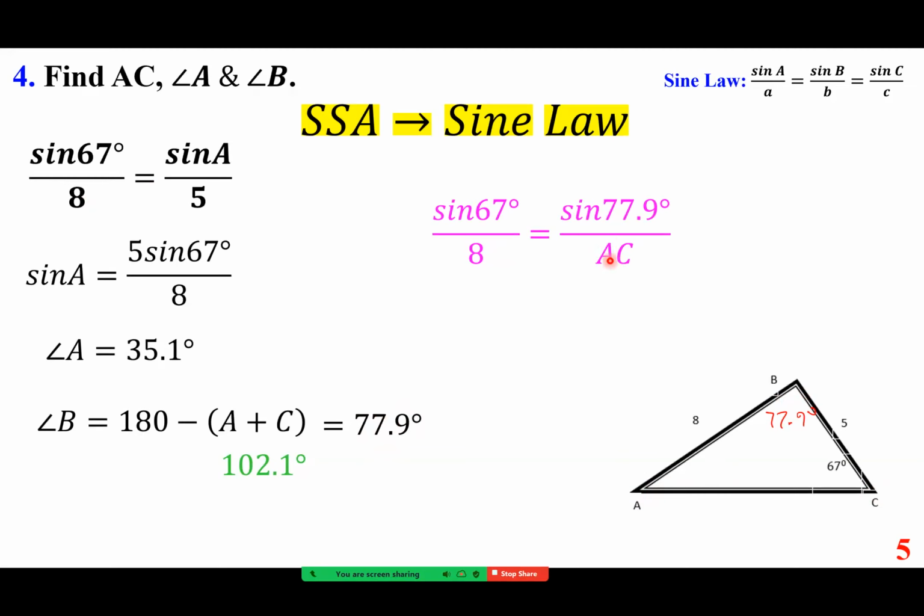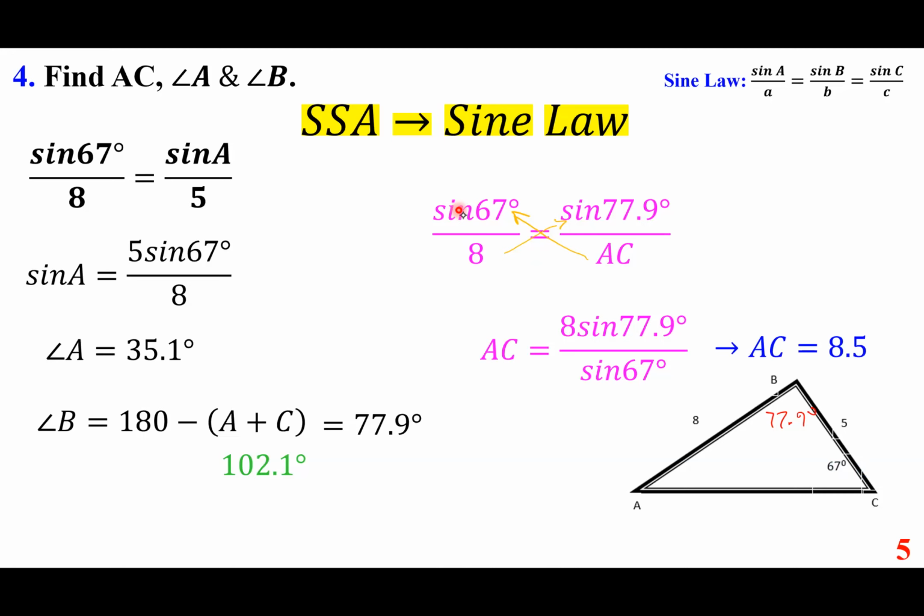And so the cross product here and the cross product here are identical. Therefore, AC is the product of these two divided by sine of 67. Putting it into a calculator will result in about 8.5. And you can write AC, angle A, angle B. So we can write the missing parts.